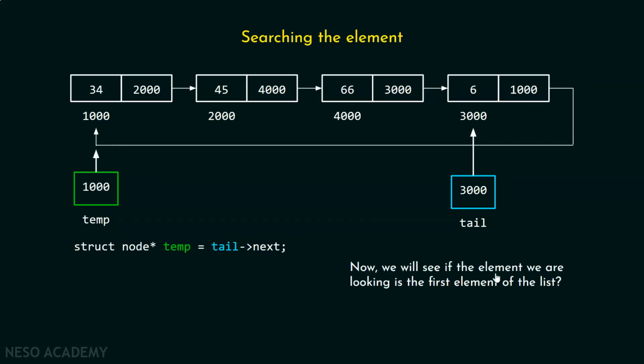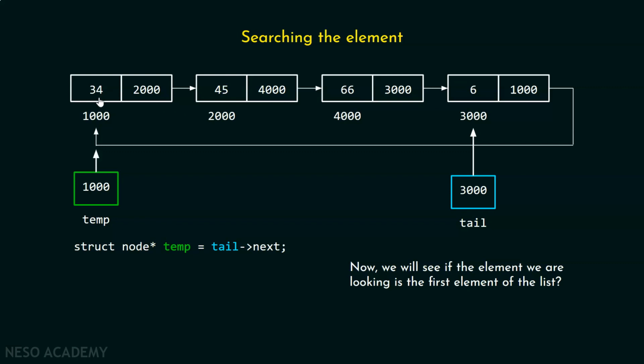Now we will see if the element we are looking for is the first element of the list or not, right? Here we know that temp pointer is pointing to the first node of this list. If it is, then we will return the index of this element, that is 0. Otherwise, we will move our temp pointer towards right. I am assuming here that the index of the first element is 0, index of second element is 1, index of third element is 2, and so on.